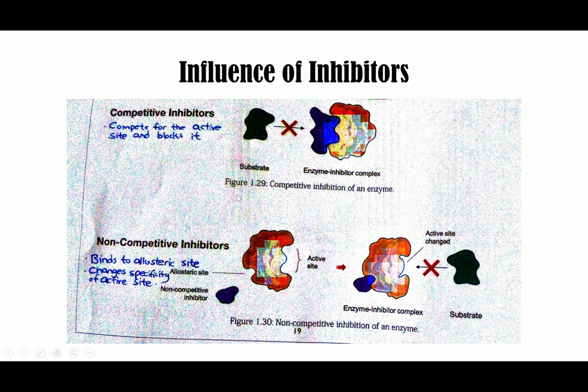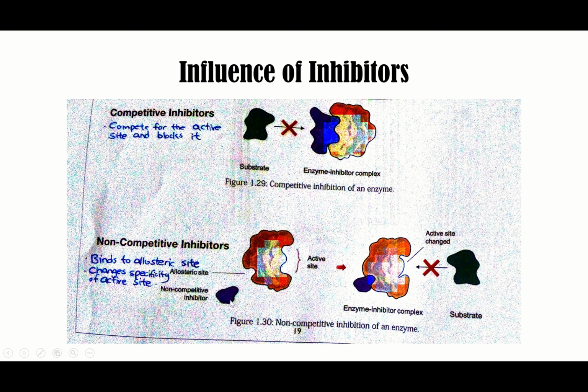And there is another type called non-competitive inhibitors. These bind to the allosteric site, which is not the active site. When non-competitive inhibitors bind to it, they change the specificity of the active site. So you have this little thing coming in, binding to the allosteric site, not the actual active site.